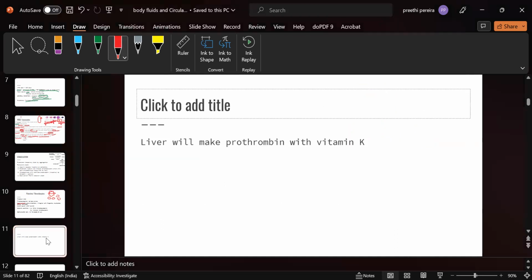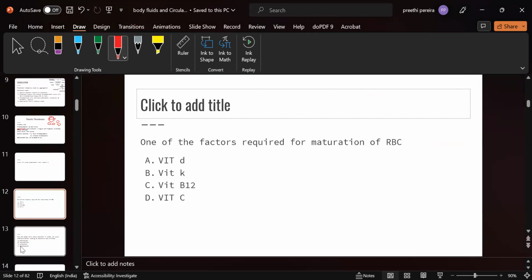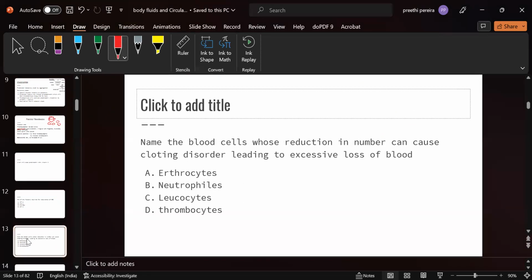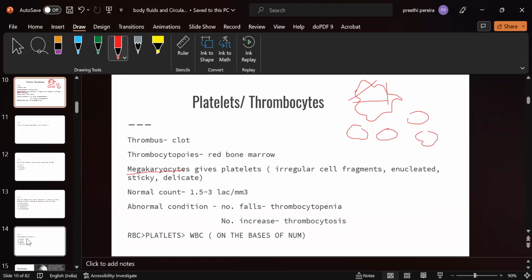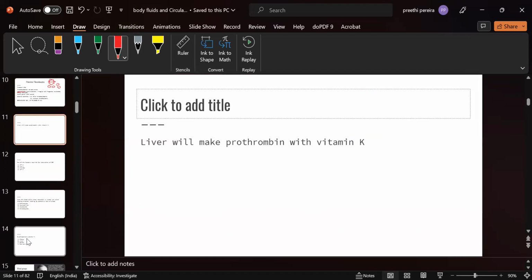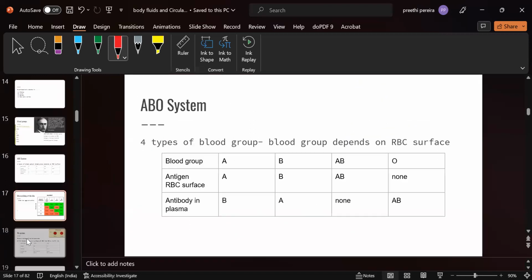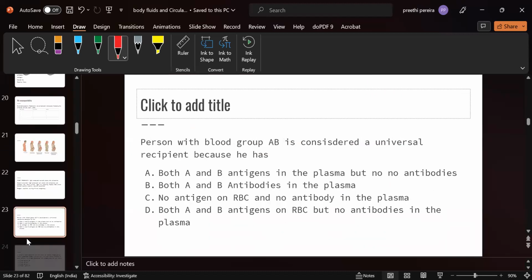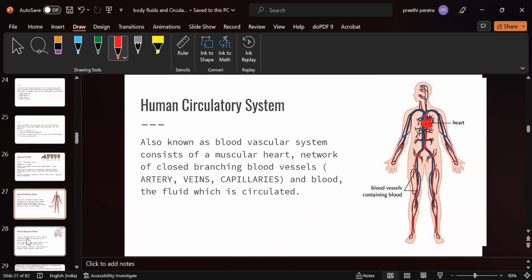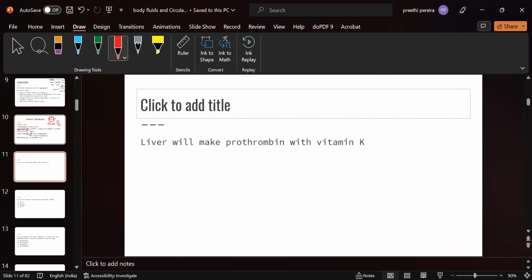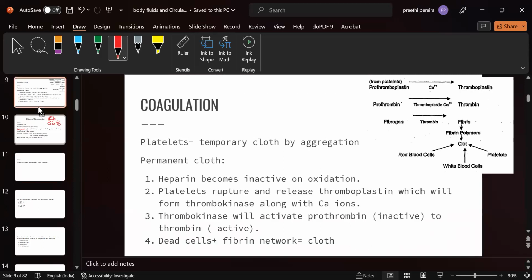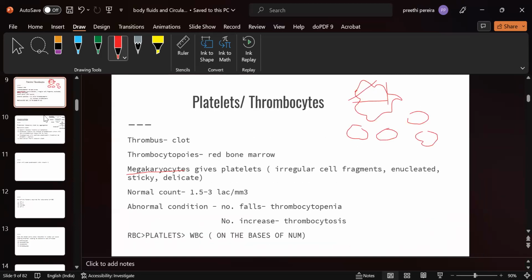Now, the liver will make prothrombin with vitamin K. Now, what is this prothrombin? We will see. Now we will see the typical blood clotting, how it happens. Just a second, I had a picture of it. How does clotting of blood happen? Okay, it's over here. It should be like this.